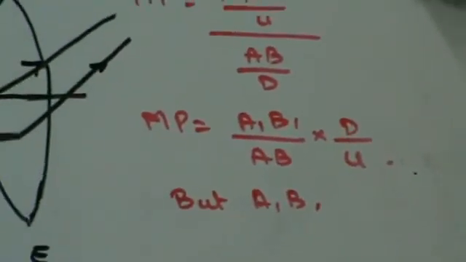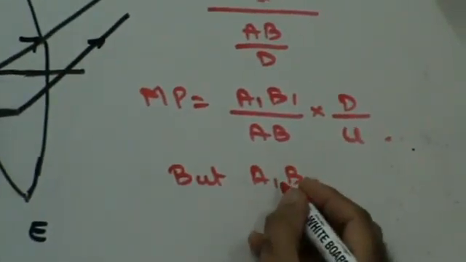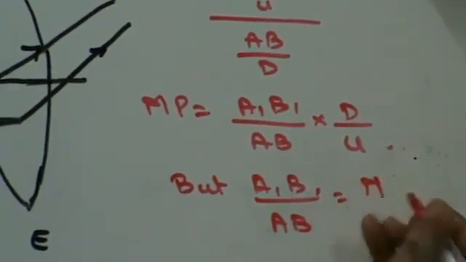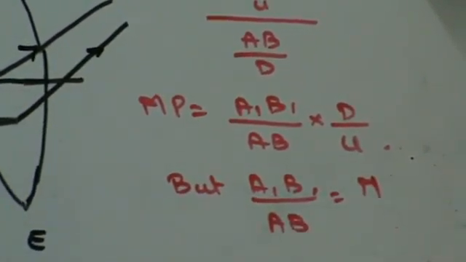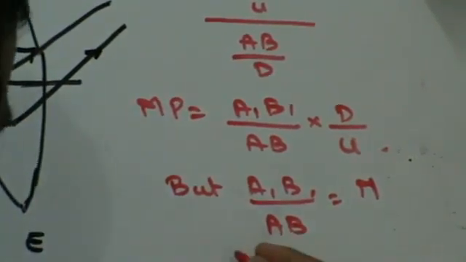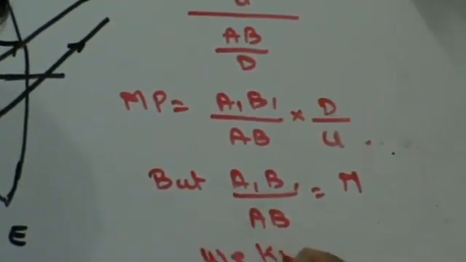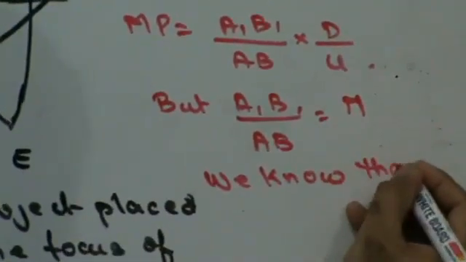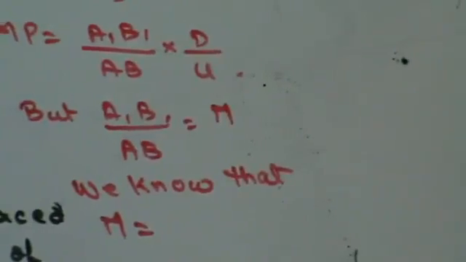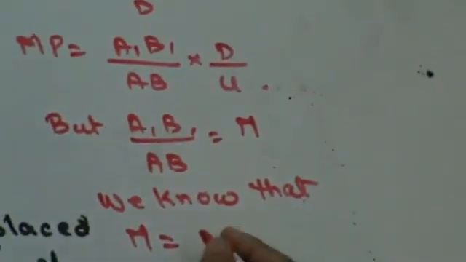A1B1 upon AB, that is height of the image upon height of the object, is nothing but magnifying power. We know that magnifying power, or rather magnification, is also given by the formula V upon U.